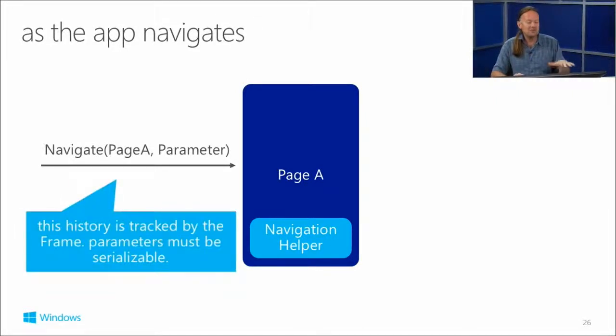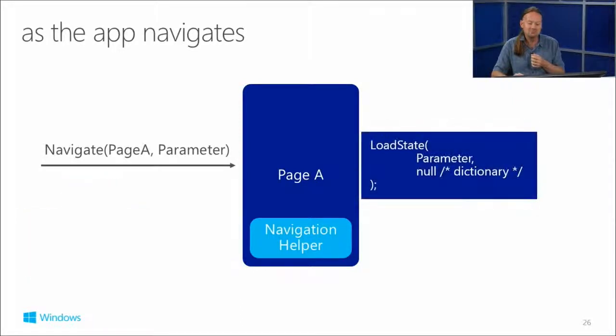So the frame tracks the navigation history, including the parameters. And actually, this is one interesting thing about those parameters, those objects that you pass in navigation. That has to be serializable, because this is all going to get serialized, and we'll talk about serializers in the next module. It's serializable, so you can turn any in-memory objects into data that can be saved.